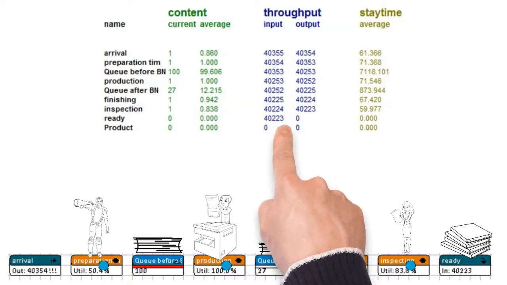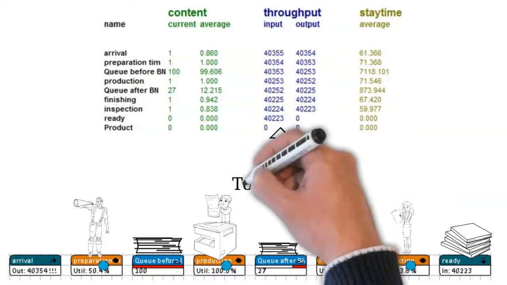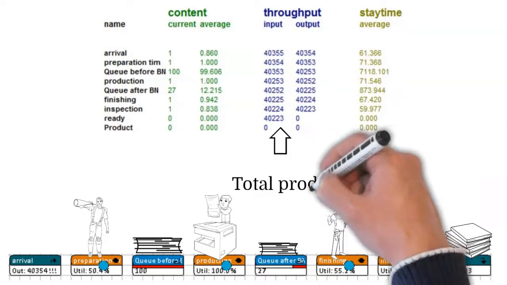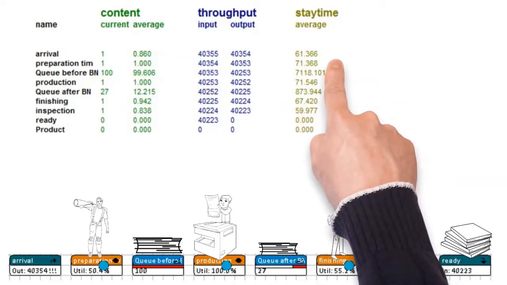What is also important to know is the last number from the input column, because it gives us the total amount of products produced. So in this case, 40,223.